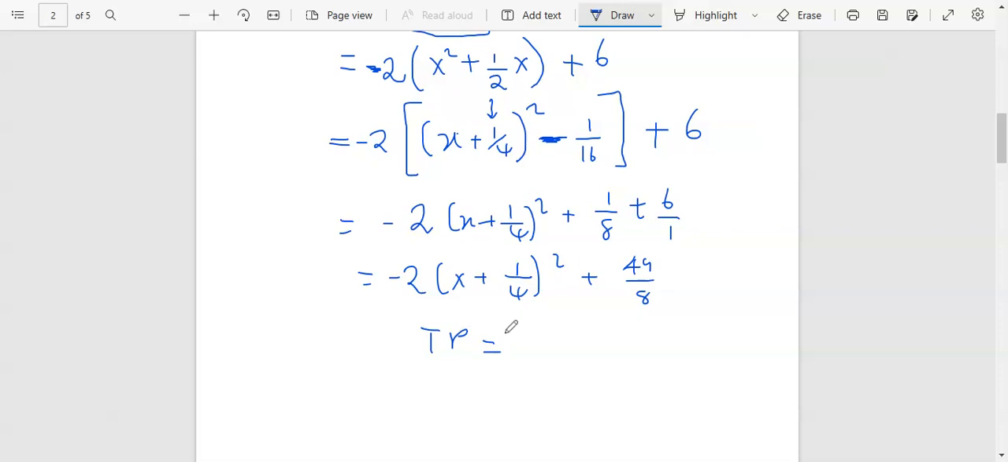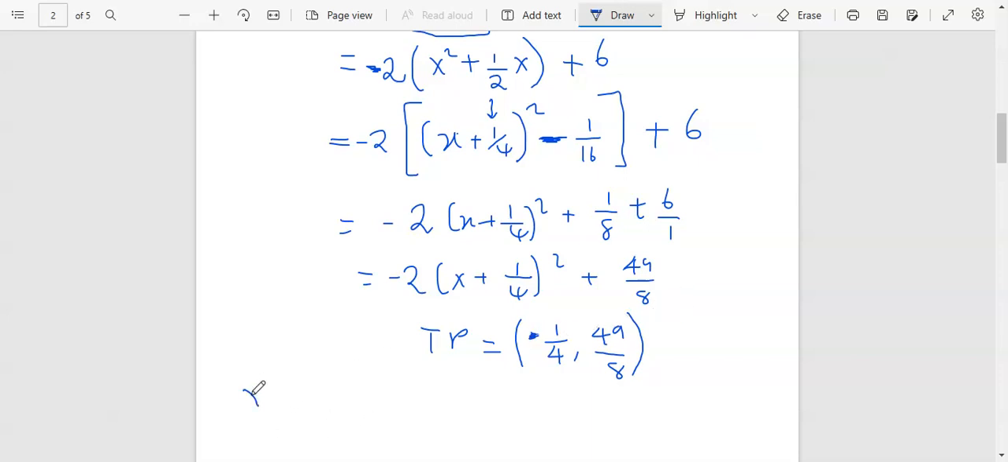What will be the turning point? Negative 1 over 4, comma 49 over 8. I said always get what is inside the brackets. You change the sign. If it was positive, it becomes negative. If it was negative, it becomes positive.